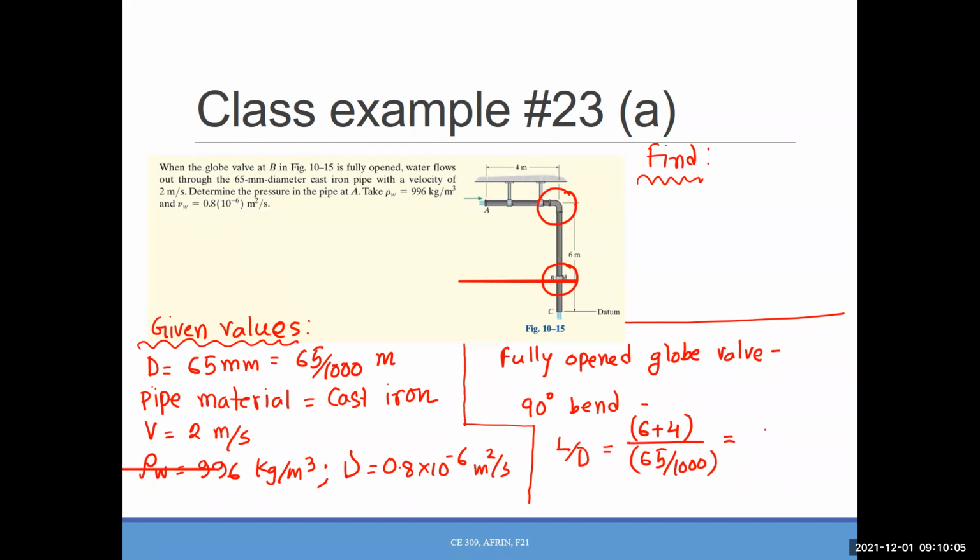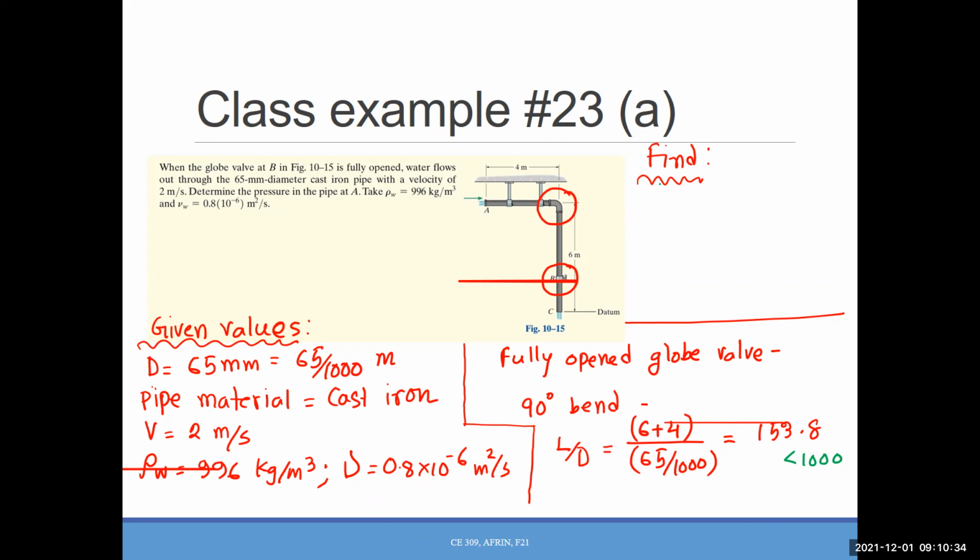Say it again. 153.8. Okay, so that is actually less than 1,000. And if you can remember, we said that if the L over D ratio is greater than 1,000, we usually ignore the minor losses. But here you can see it's way lower than 1,000, right? So we need to calculate the minor losses here. So that's what we will do.